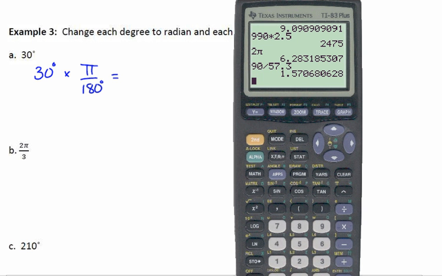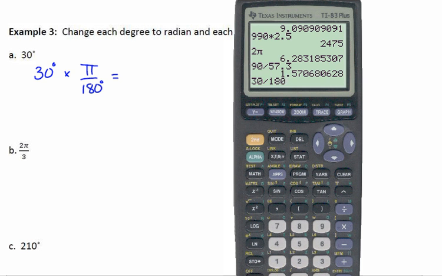In my calculator, because I want to leave this as an exact value, what button do I not want to put in here? Does anyone know? Pi. Pi is an irrational number, right? So we want to leave it in terms of pi. So all we're going to enter is 30 divided by 180, so that it's in terms of pi.